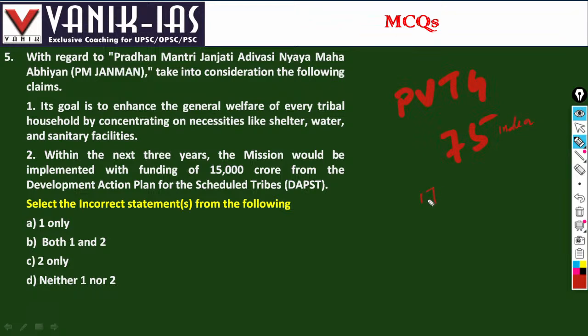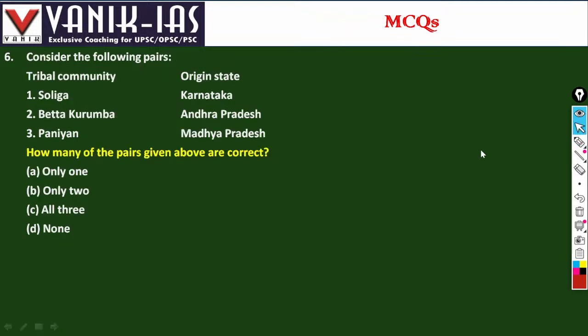And 13 PVTG in Odisha. The Juanga, the Saura, the Mankidia, the Lanjia Saura are the particularly vulnerable tribal groups. This program is for the PVTG. The tribal communities of origin are the Soliga, the Bettakurumba, the Ania. So here only one is correct.